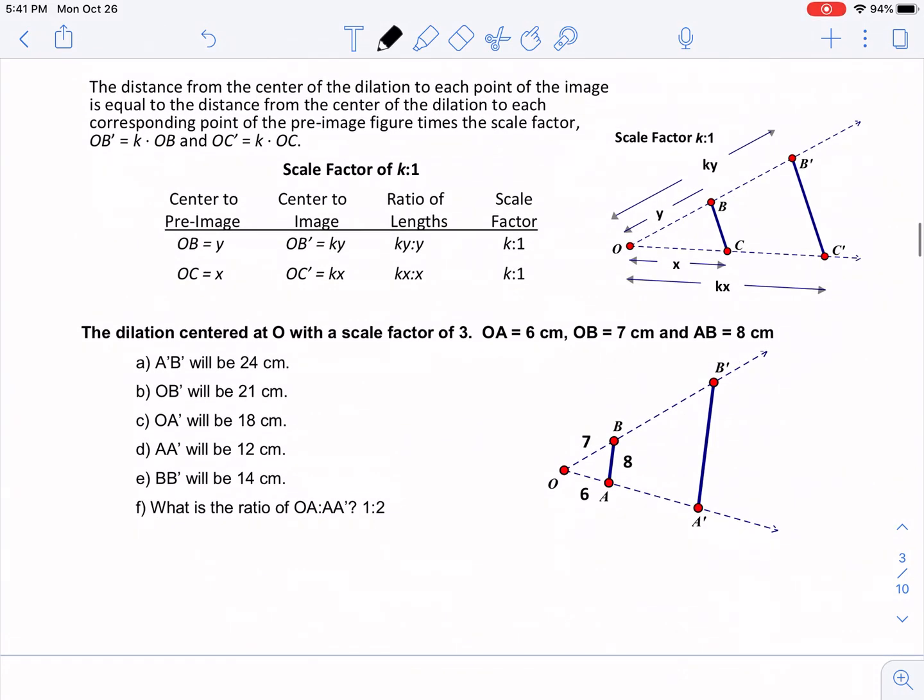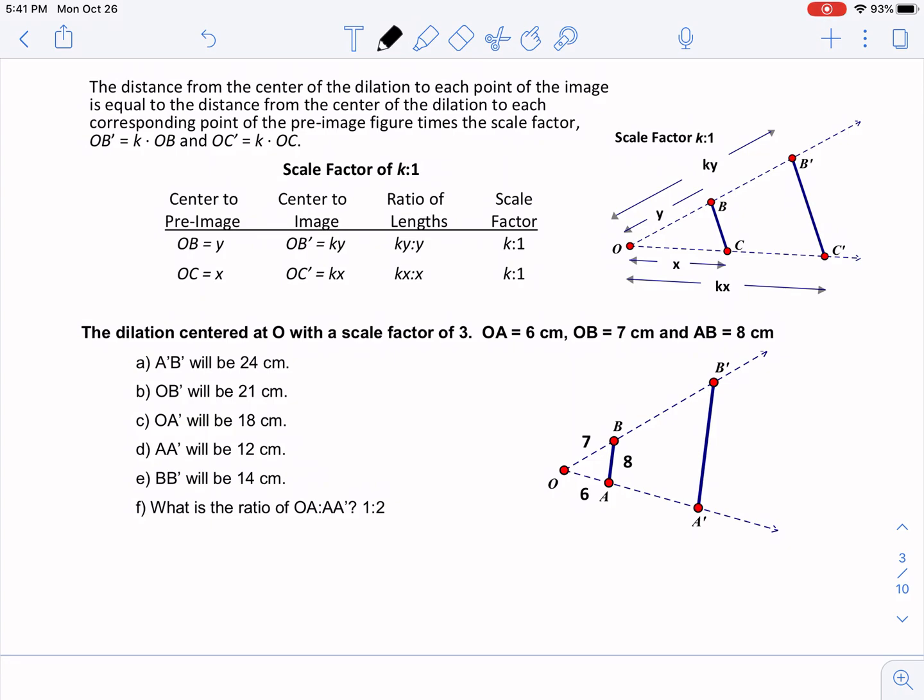All right, so we're continuing with dilations here. In this case, I want to look at some different types of situations you might come across. For instance, when they're talking about the center of dilation and then also the distances between our pre-image and the center of dilation, and then also the image and the center of dilation, okay?